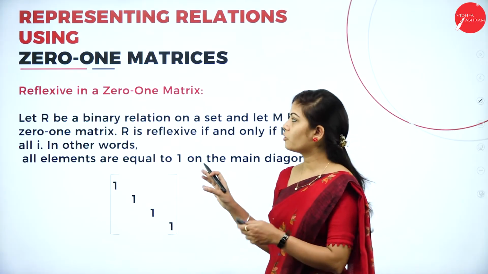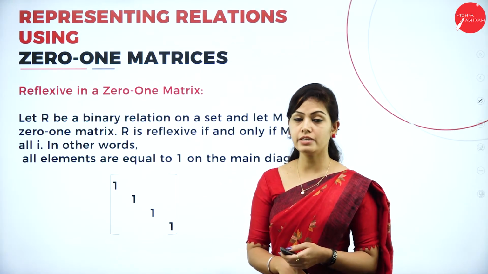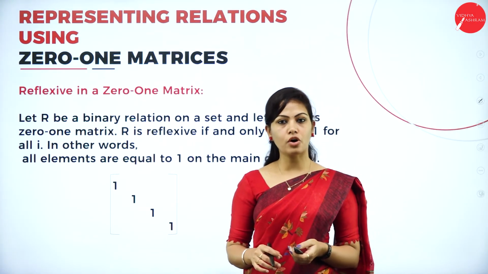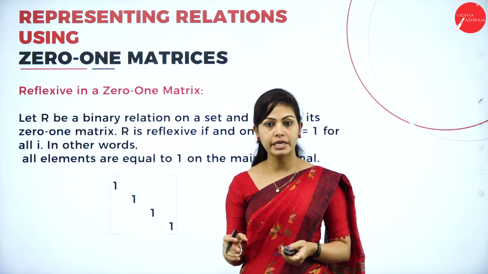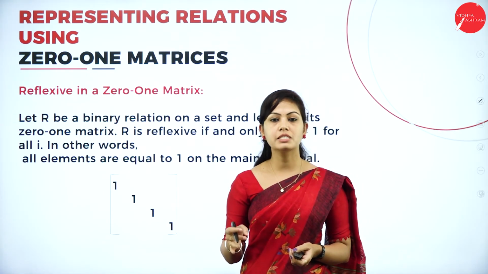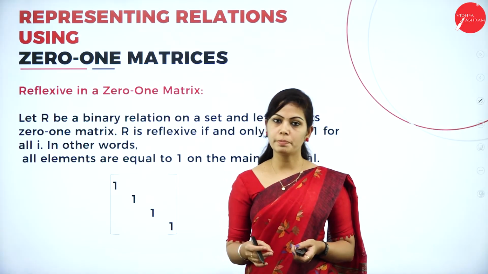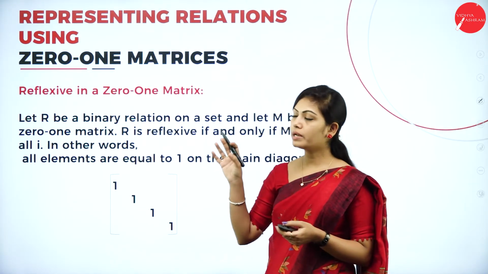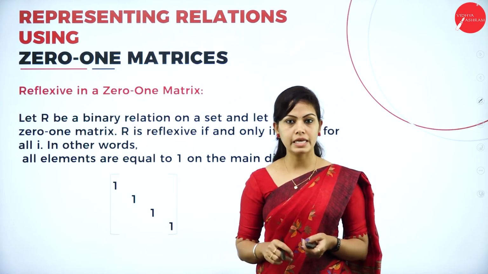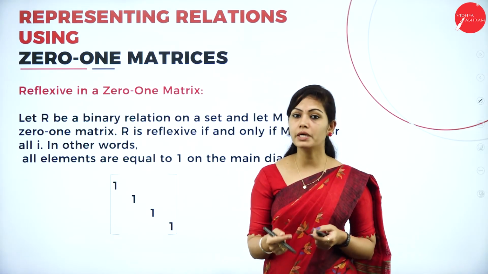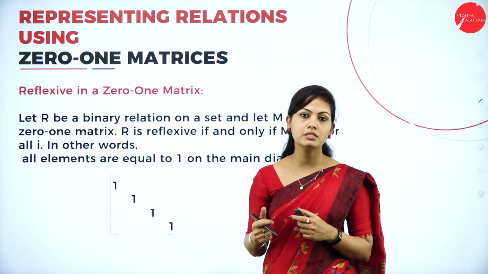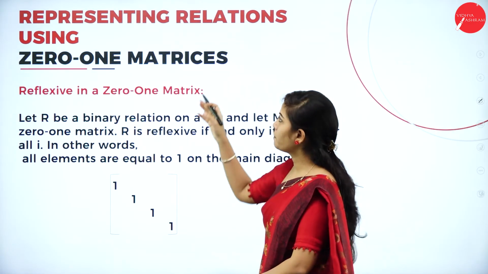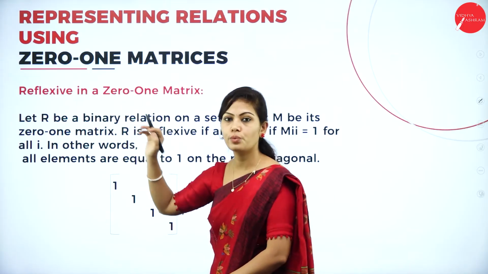Already I have discussed the properties of relations, right? So we have different properties on relations. We have studied the reflexive property, symmetric property, transitive property, asymmetric property, etc. So the relations' properties also we can represent in this 0-1 matrix. So, representing relations using 0-1 matrices.